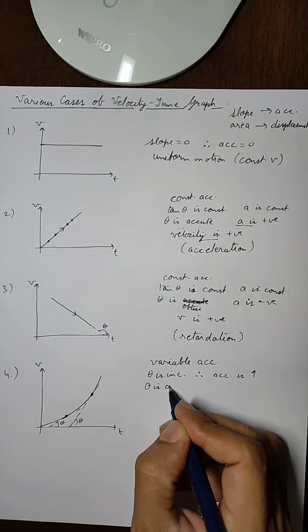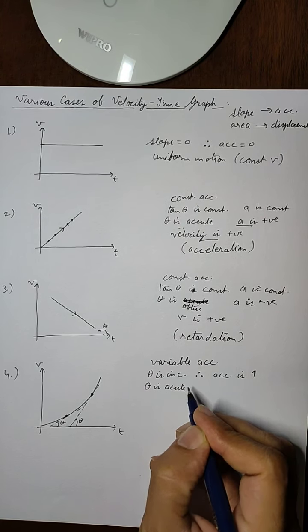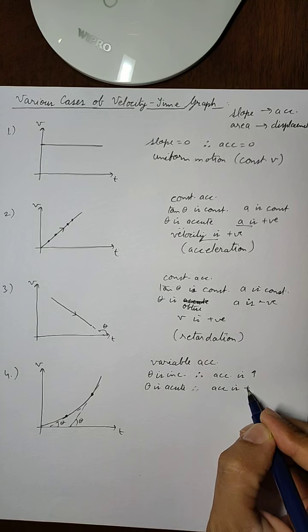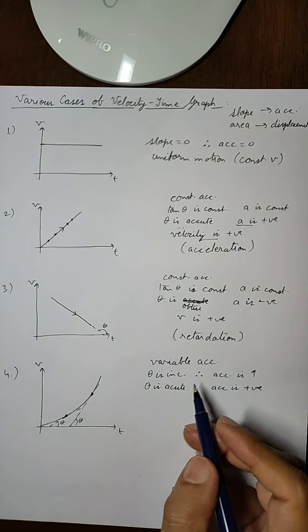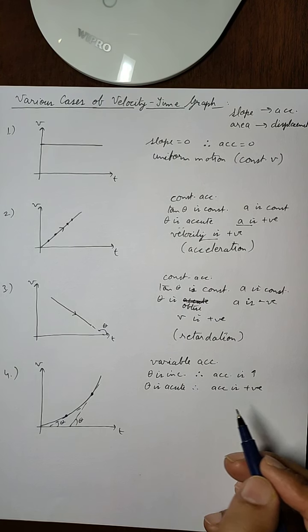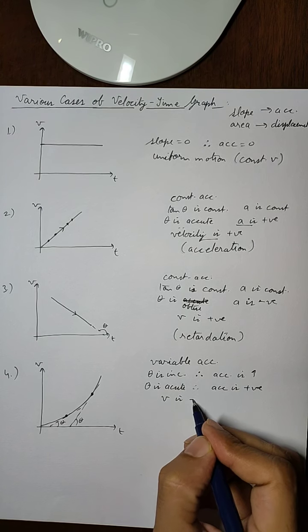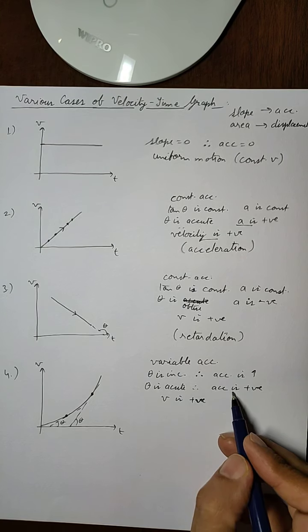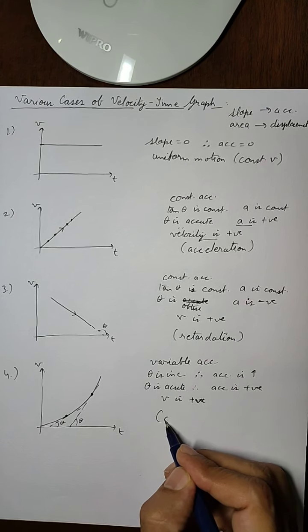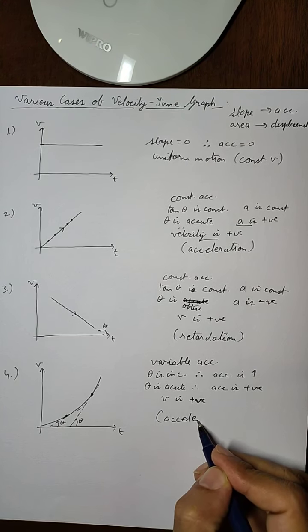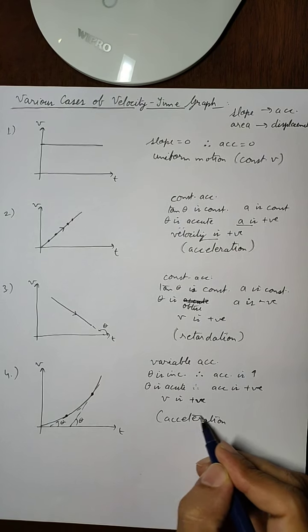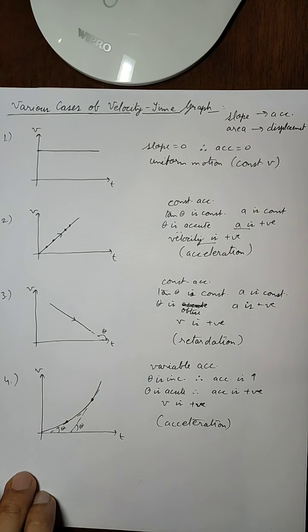And since theta is acute, this means acceleration is positive, because if theta is acute, then tan theta is positive and acceleration is positive, and velocity is positive anyway. So if acceleration is positive and velocity is positive, that means this is a case of acceleration. Now similarly we come to the next graph.